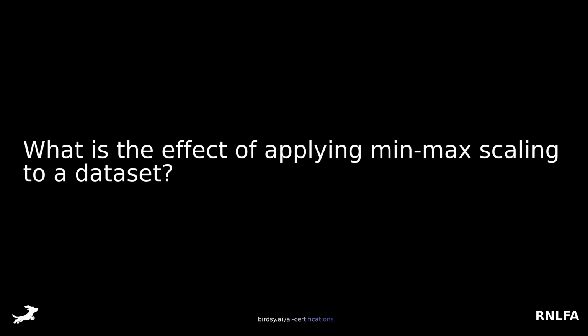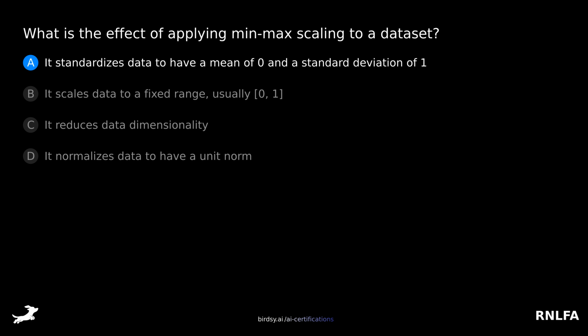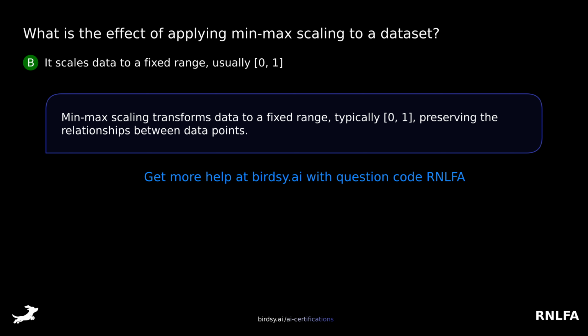What is the effect of applying min-max scaling to a dataset? Is it A, it standardizes data to have a mean of 0 and a standard deviation of 1? B, it scales data to a fixed range, usually 0, 1. C, it reduces data dimensionality? Or D, it normalizes data to have a unit norm? The answer is B, it scales data to a fixed range, usually 0, 1. Min-max scaling transforms data to a fixed range, typically 0, 1, preserving the relationships between data points.